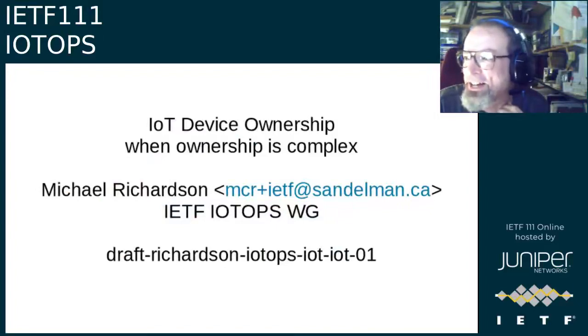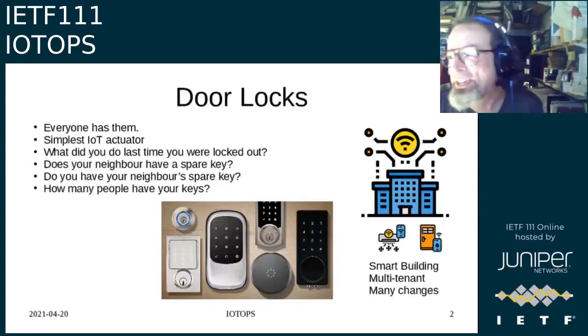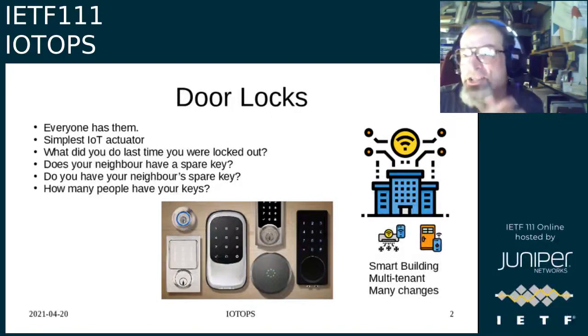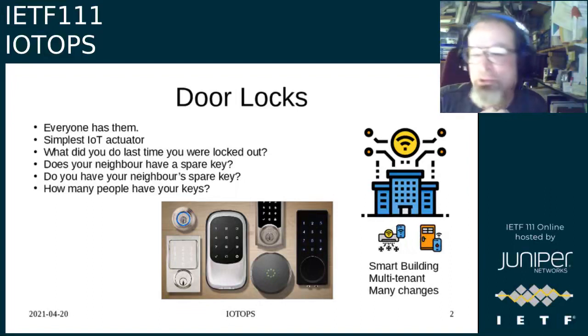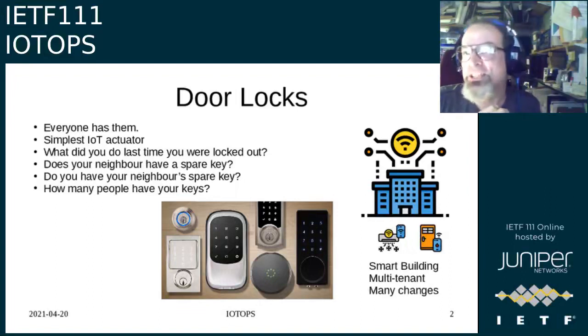Okay. So I'm going to talk a lot about locks and why you care about them and what that has to do with IoT. The simplest thing is to realize that a smart lock is like the simplest IoT actuator you can imagine. It can have a single GPIO pin that runs a solenoid that does something to make your door open. Now, it's not really all about locks. It's about everything that you've ever had that is an IoT device in your home or office or building, because ultimately they all build on this. But at some point, it's a lock.